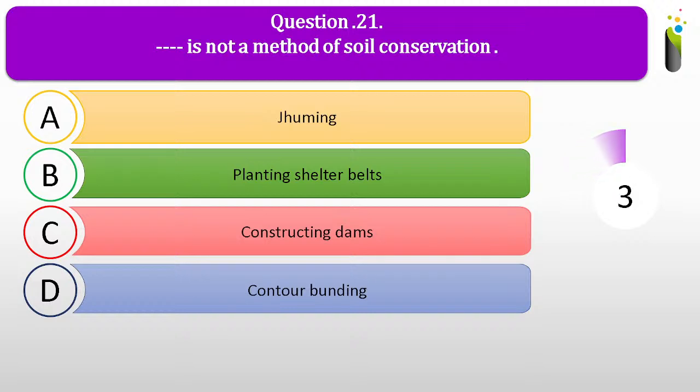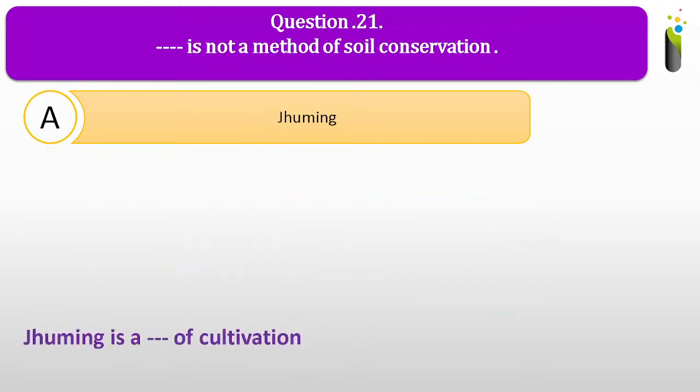And the correct answer for this question is A. Zooming. Zooming is not a method of soil conservation, but it's a method of cultivation.